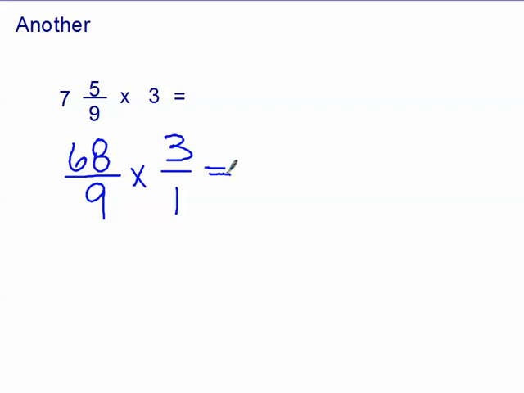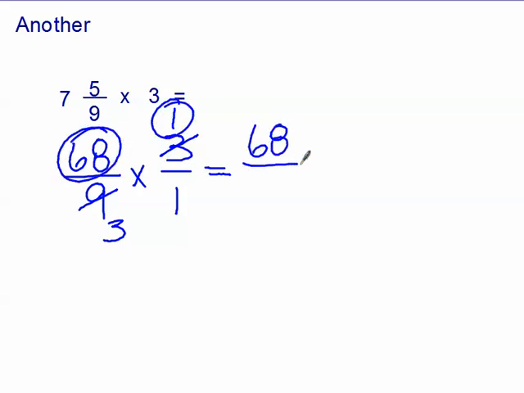Now we ask, do we have any numbers that could simplify? Well, I have a 3 here on top and I have a 9 here on bottom. So I could simplify by dividing by 3. So I divide this by 3, it becomes a 1. I divide the 9 by 3 and it becomes a 3. You'll notice I didn't show the division this time, and you don't have to. So now when I multiply across, I've got 68 and 1, which is 68. 3 times 1, which gives us 3.